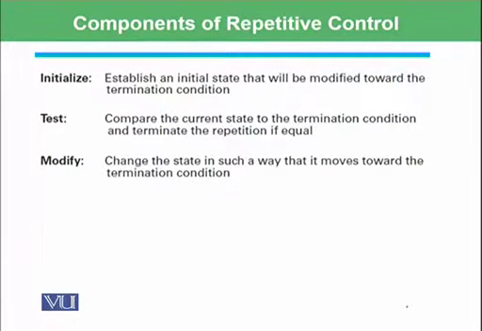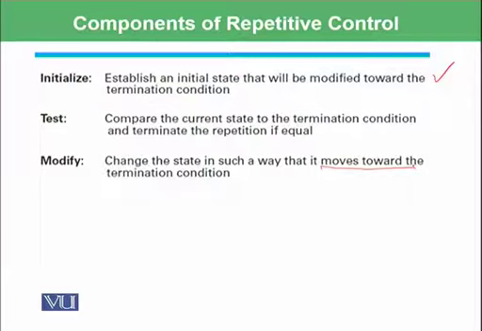So the first component is initialize. Establish an initial value state that will be modified toward the termination condition. Second is the test. Compare the current state to the termination condition and terminate the repetition if equal. And the third step is modify. Change the state in such a way that it moves toward the termination condition.